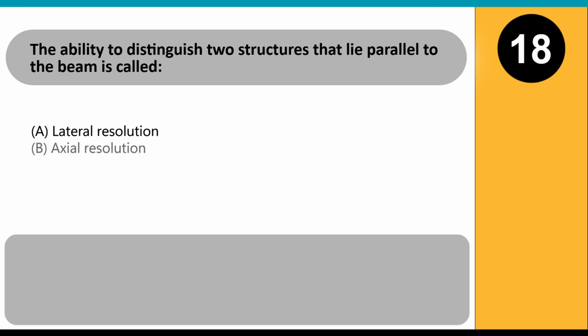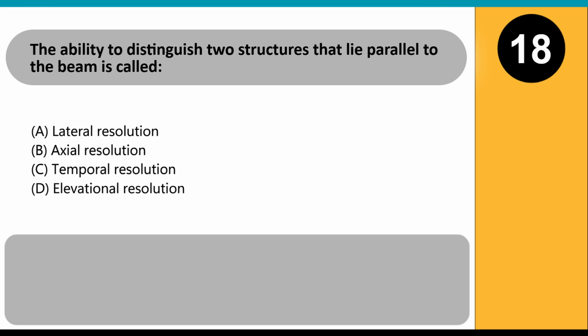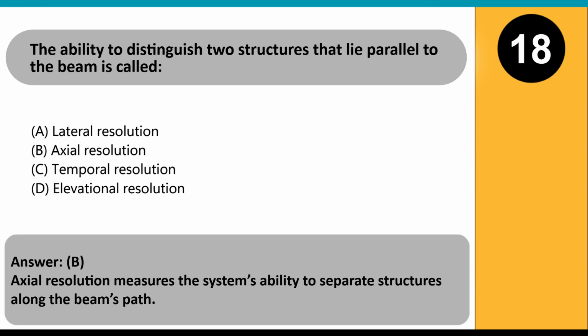The ability to distinguish two structures that lie parallel to the beam is called A. Lateral resolution, B. Axial resolution, C. Temporal resolution, D. Elevational resolution. Answer B. Axial resolution measures the system's ability to separate structures along the beam's path.